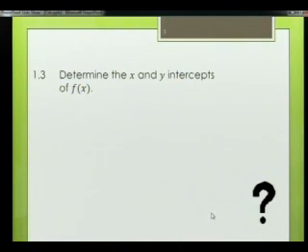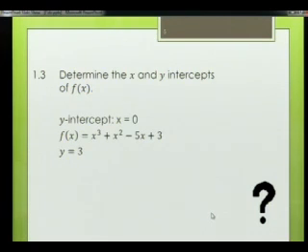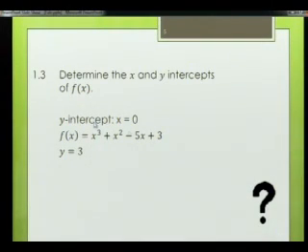Question number 1.3. Determine the x and the y intercepts of f of x. I'm sure everybody knows that. Let's start with the y-intercept first. The y-intercept, then x equals 0. So I end up with 0, 0, 0 plus 3. y equals 3. That's no problem.